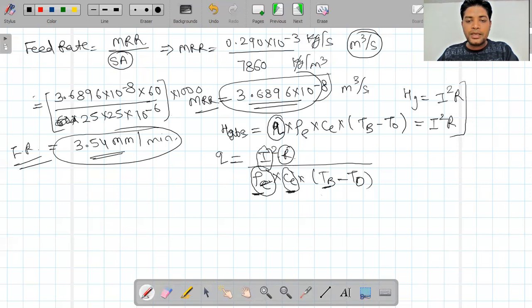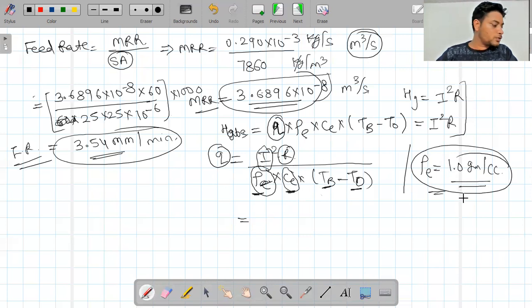CE is given to you, TB is given to you, T naught is given to you. So from this we can get the value of Q. Just put the value. I have also calculated this one, so put the value over here. Also please keep in mind that the density of the electrolyte, for iron the best suitable electrolyte we are using, is 1.0 gram per cc. Please keep in mind this one.